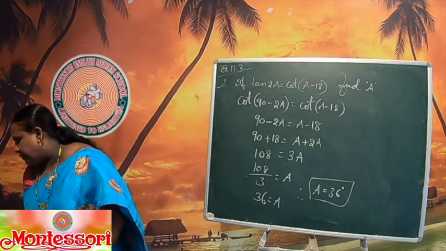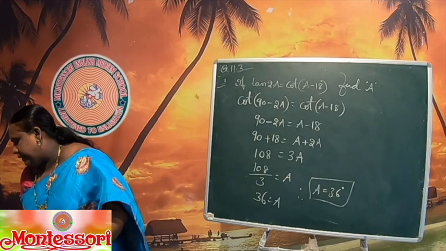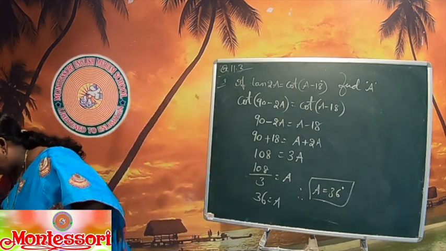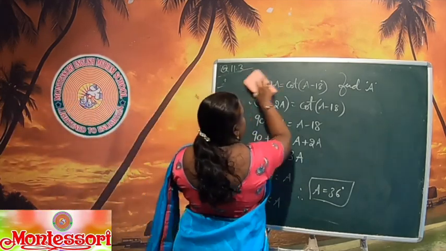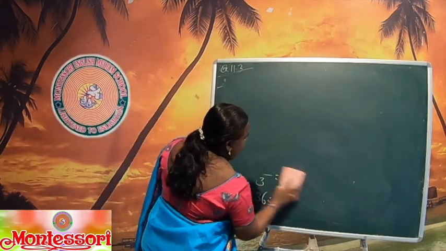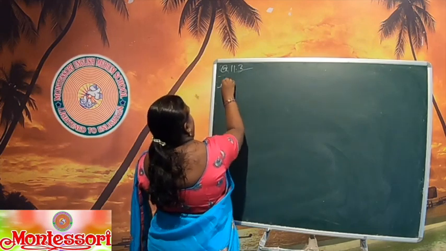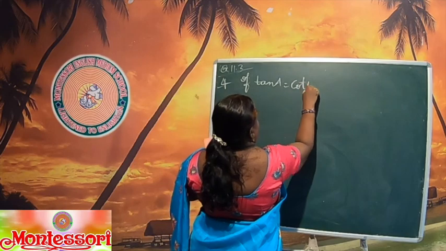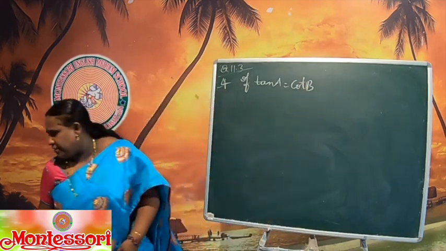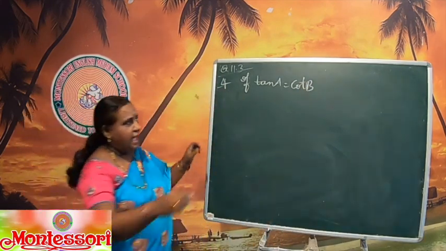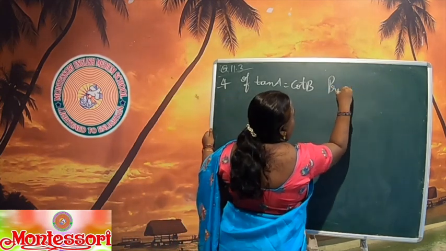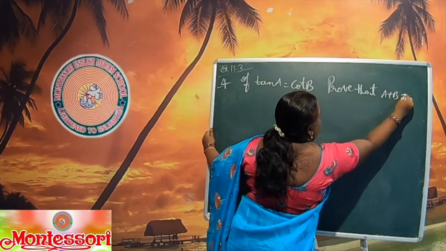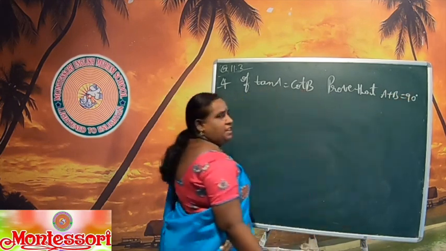And the fourth sum: if tan A is equal to cot B, prove that A plus B is equal to 90 degrees. Prove that. We have to prove. This type of sums we did not do before. Only in trigonometry we get like this. Prove that A plus B is equal to 90 degrees.